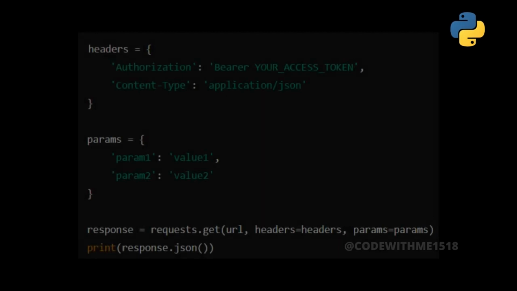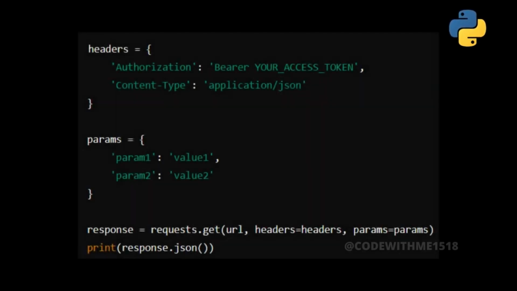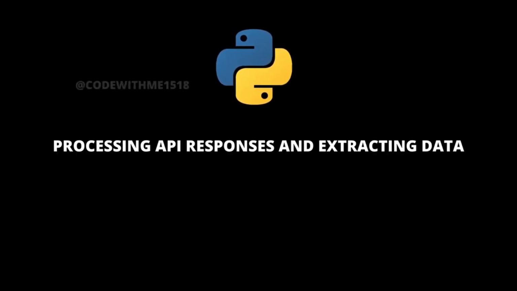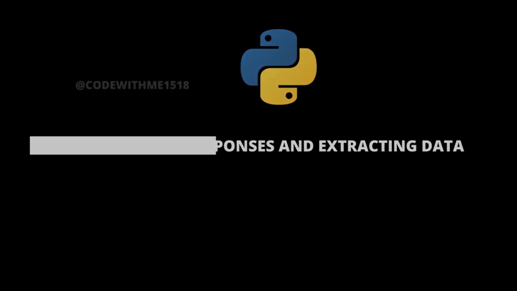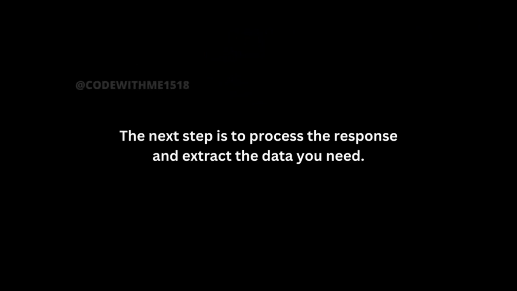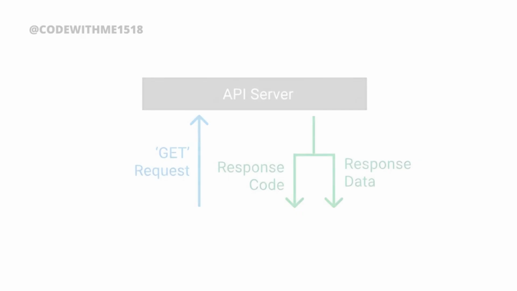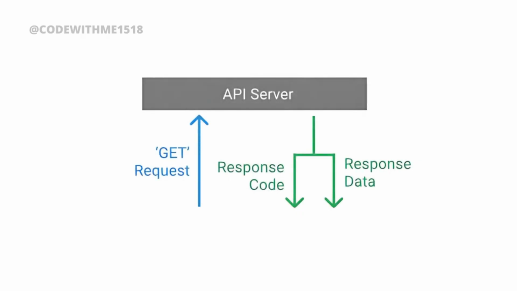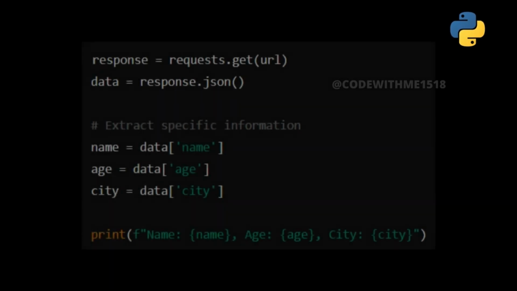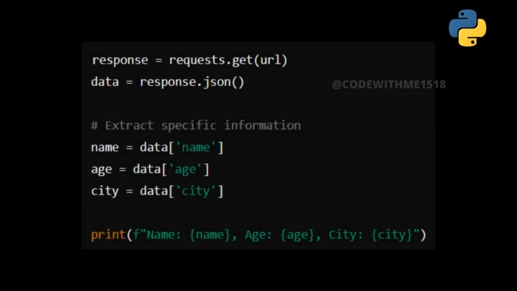You can also add headers and parameters to your requests. In this example, we include headers for authorization and content type, and parameters to specify the data we want to retrieve. After making a request and receiving a response, the next step is to process the response and extract the data you need. Here's how you can extract specific data from an API response. In this example, we extract the name, age, and city fields from the JSON response and print them.